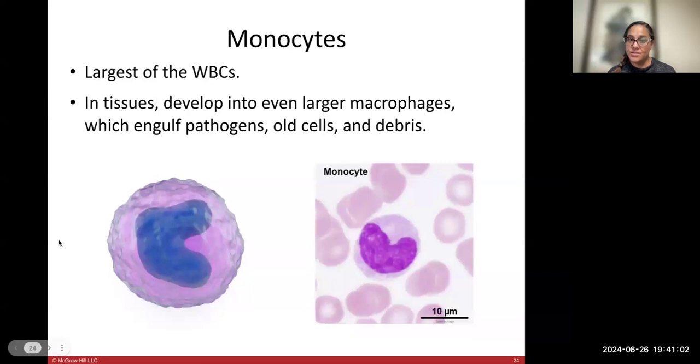And then monocytes are the largest of the white blood cells. In tissues, they develop into even larger macrophages, which engulf pathogens, old cells, and debris. The monocytes can be mistaken for maybe the eosinophils with the bilobed nucleus, but they look more like a horseshoe. It's a little bit thicker, and there are no grains.